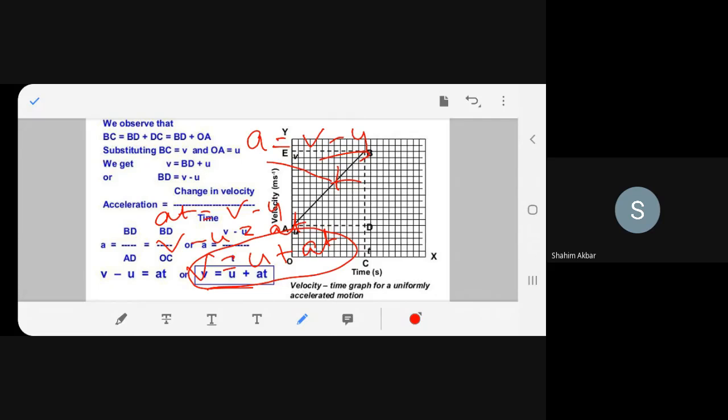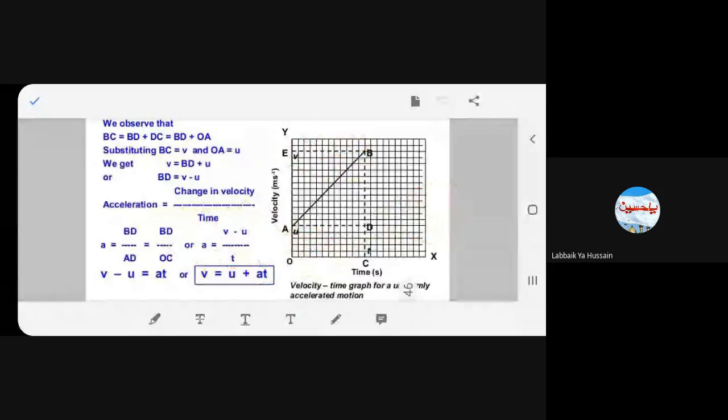You have to do all these formulas at home once at least as revision, so it will be easy for you to derive. Tell me, the first equation: V is equal to U plus AT is the first equation. Have you understood it completely? Yes, tell me, all of you.